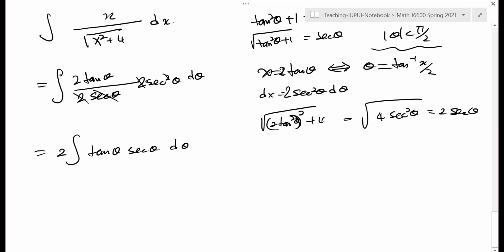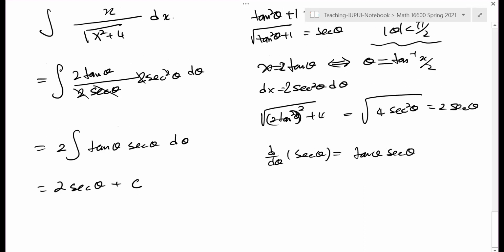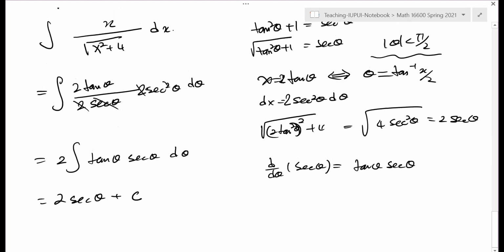Now what is this? This is just a derivative of secant theta. We have to know lots of formulas here. The derivative of secant theta is tangent theta secant theta. So that's why it's 2 secant theta plus c. But what is secant theta? Secant theta is this one, so 2 secant theta is just equal to this.